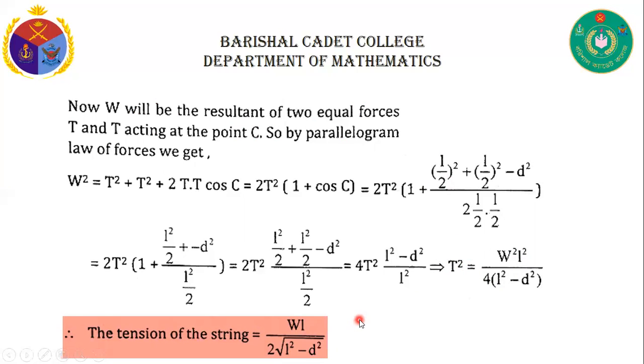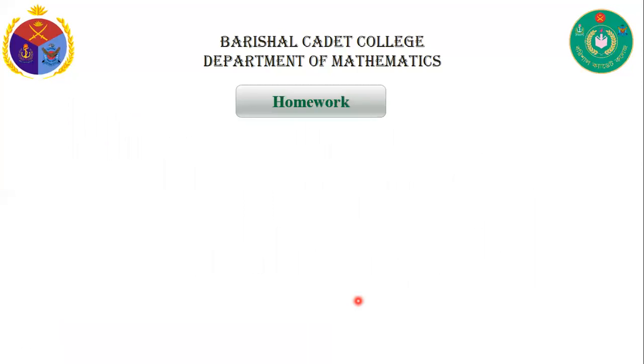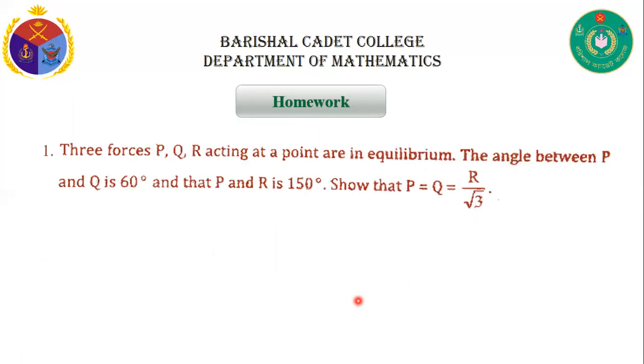Okay, boys, that's all for our today's lesson. Now I give you some homework. Number 1, three forces P, Q, R acting at a point are in equilibrium. The angle between P and Q is 60 degrees, and that between P and R is 150 degrees. Show that P equal to Q is equal to R by root 3. So boys, the steps are, you just draw the figure and make the angles between the three forces, and then use Lami's theorem.